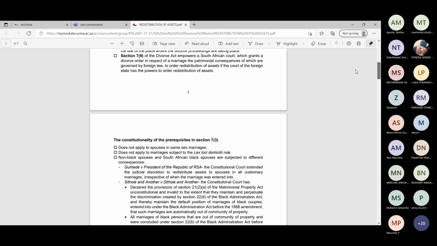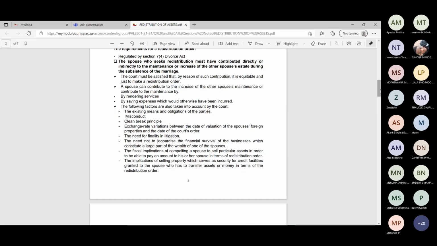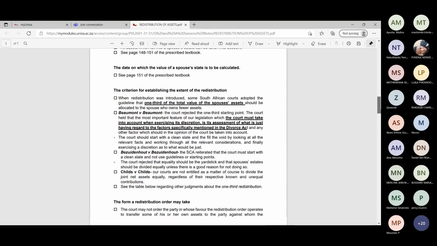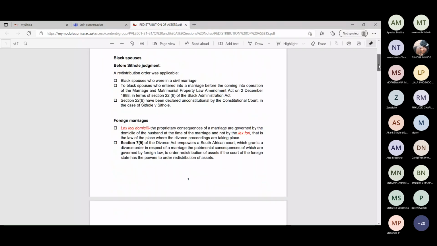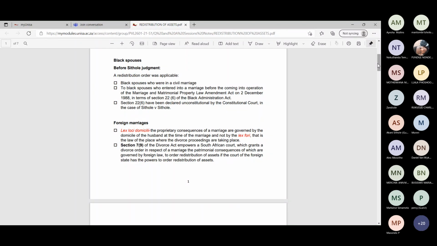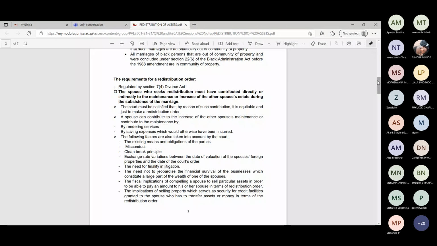The other thing that the court looks at is to make sure that by redistributing the assets, the other spouse is also not left impoverished. The court also looks at the conduct of the spouse who is requesting redistribution. For example, was there misconduct in the marriage? Let's say they had an extramarital affair, and by having an extramarital affair, this led to the breakdown of the marriage.